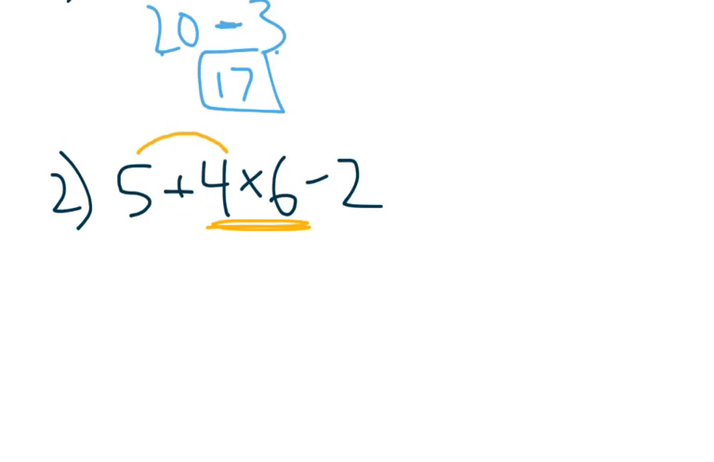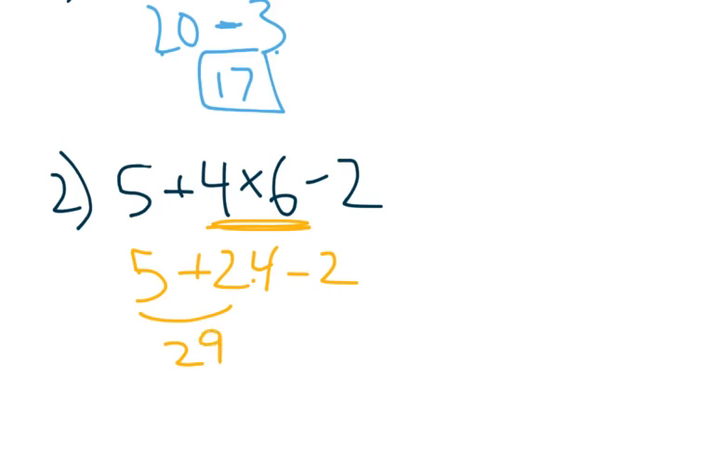But you do not do that. You have to do the multiplication first. So we'll have 5 plus 24 minus 2. Now we need to work left to right. So we'll go 5 plus 24, which is 29, minus 2, which is 27.